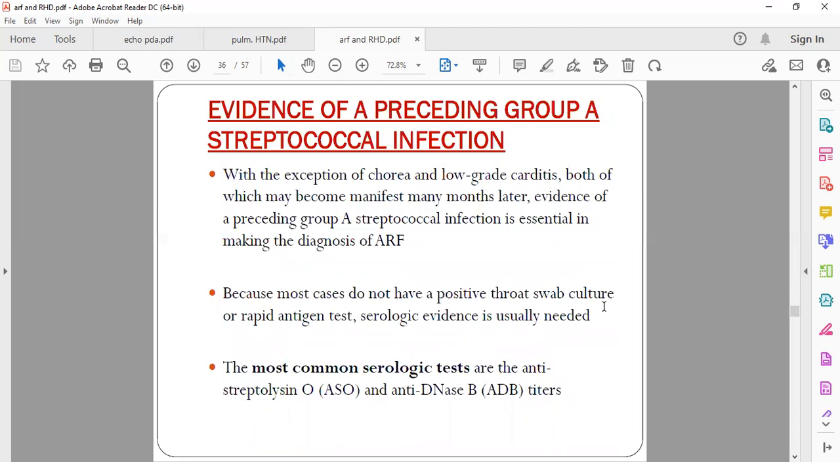Evidence of preceding group A streptococcal infection should definitely be present, and it is very rare to find a positive throat swab culture or rapid antigen test. Usually, most commonly we use serological tests, which are anti-streptolysin O and anti-DNase B titers.